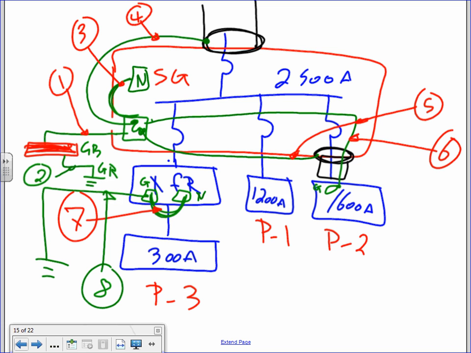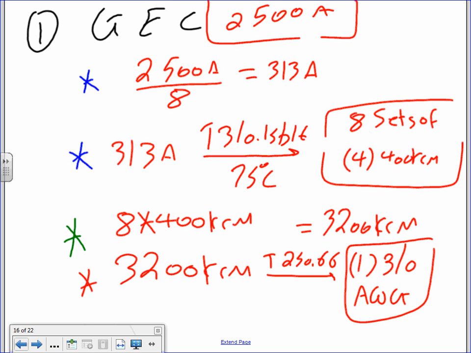Now we're going to go to the one from the ground bar to the ground rod. They should be the same, except in the code there's a requirement that says don't go higher than number 6. So that's why I'm going there. Any questions, guys, about this? Straightforward? Cool.